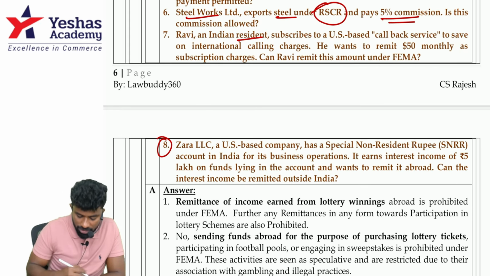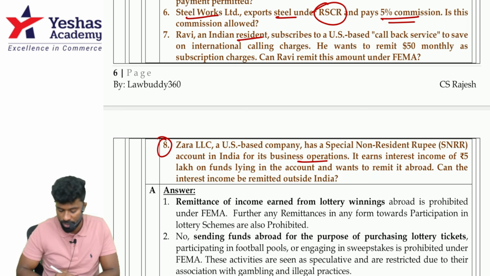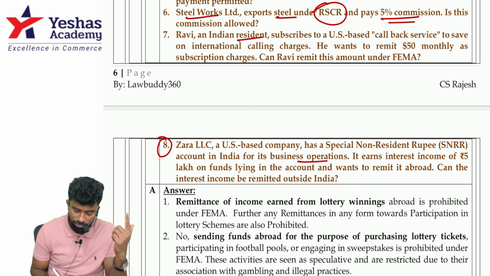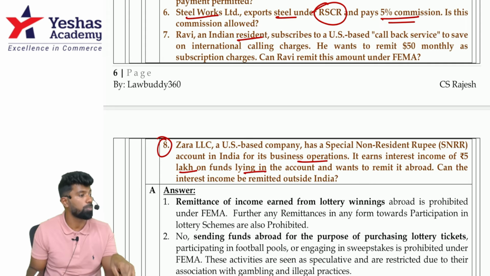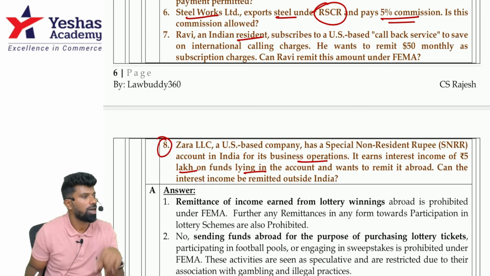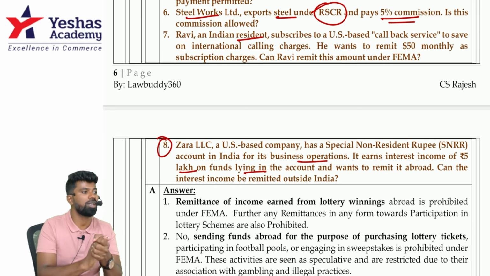Last one. Zara, a US based company, has a special non resident rupee account in India for its business operations. It earns interest income on the funds lying in the account and wants to remit it abroad. Can they remit it? Allowed or not allowed? These are the 8 transactions.